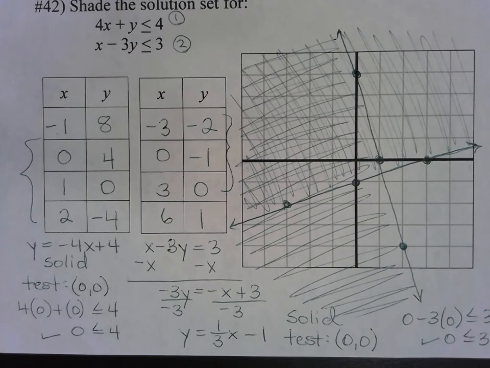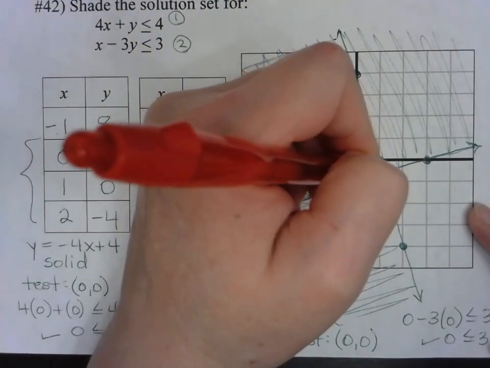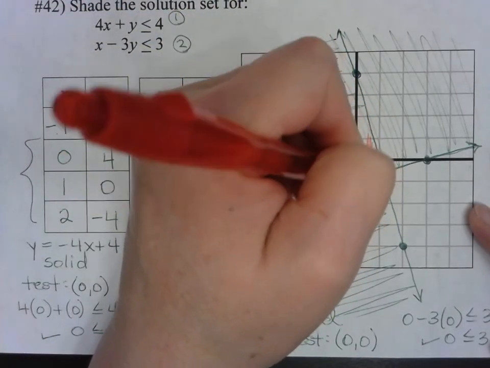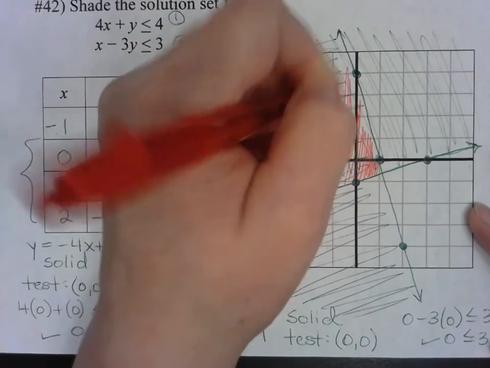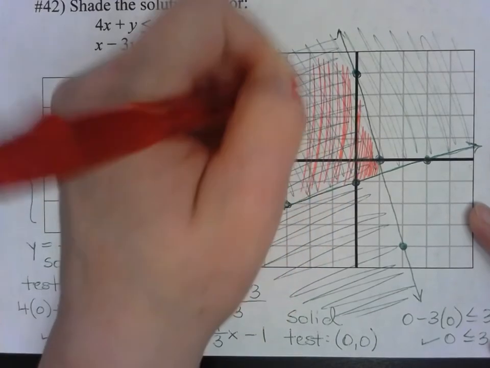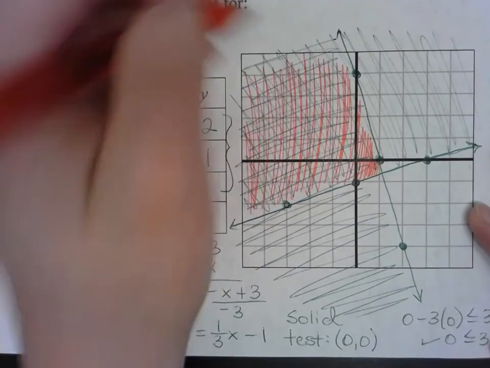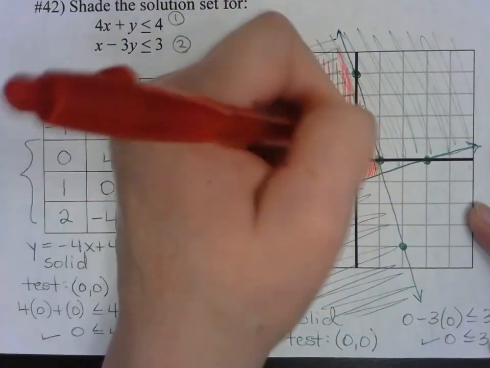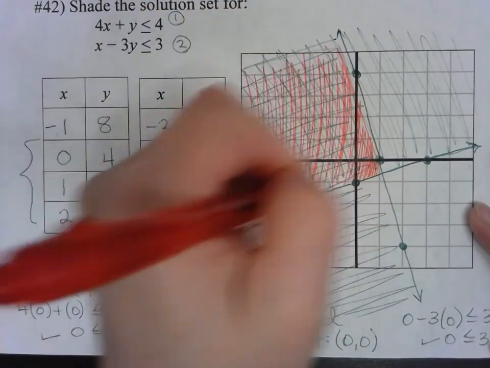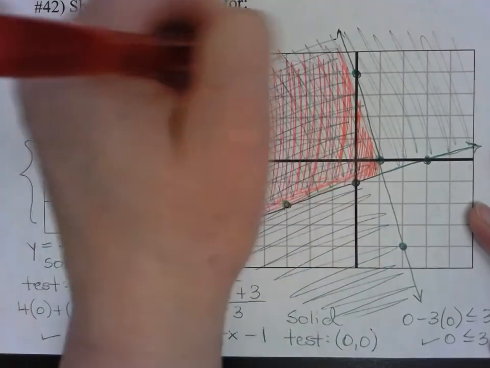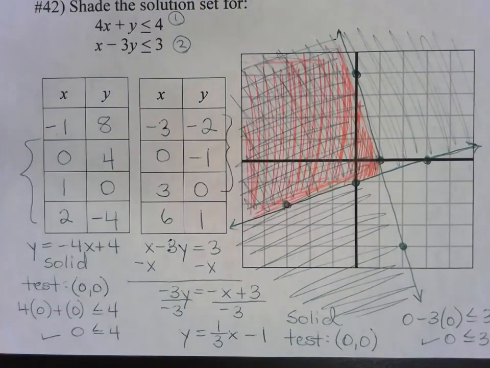Okay, so now that we've shaded both, you can see where the shading overlaps. This one actually was not as tricky as I thought. So this is our final answer right here. This sort of kind of a wide triangular wedge. Right? You get the idea.